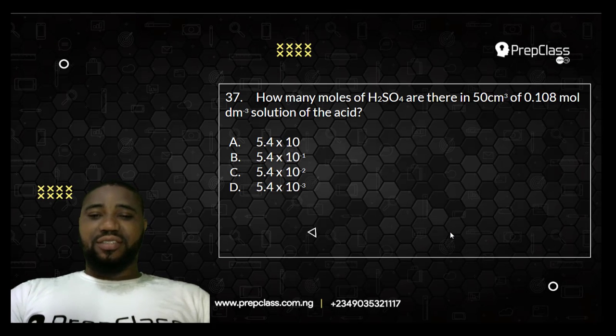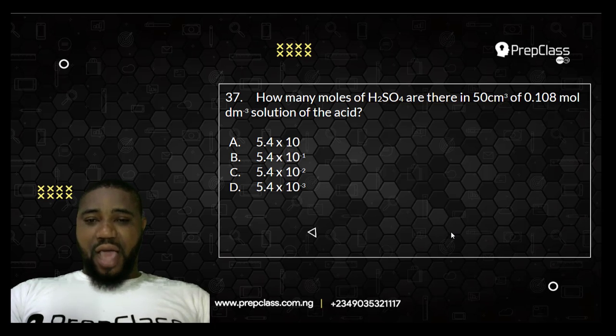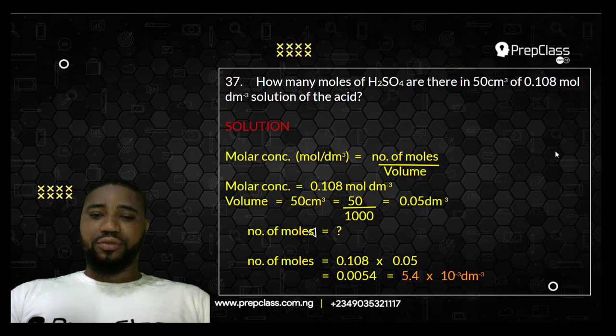Question number 37. How many moles of H2SO4 are there in 50 cm³ of 0.108 mol/dm³ solution of the acid? They're asking you the number of moles. So if you see here, they've given you the volume and they've given you the molar concentration.